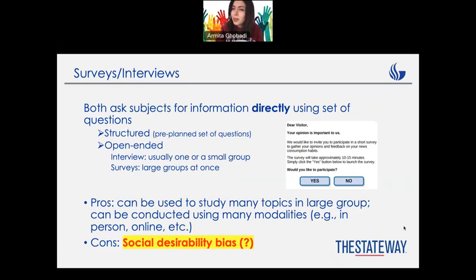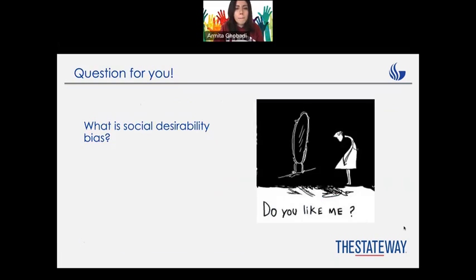Can anyone tell me what social desirability bias is? You can just Google it, because I cannot see you. But it's important. It might be your quiz question, so go for that.